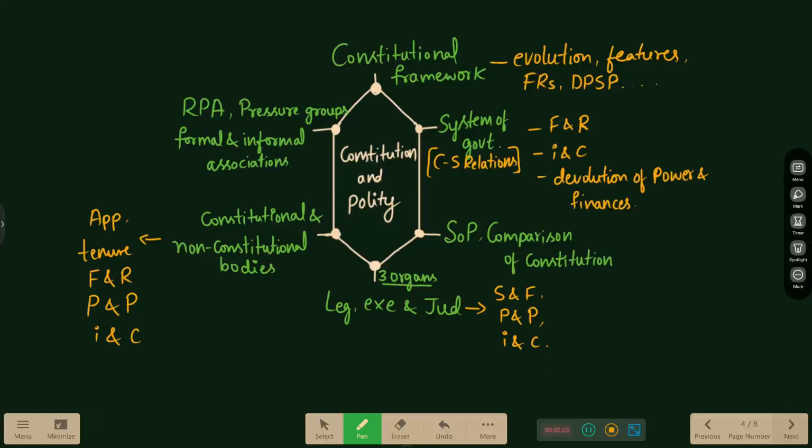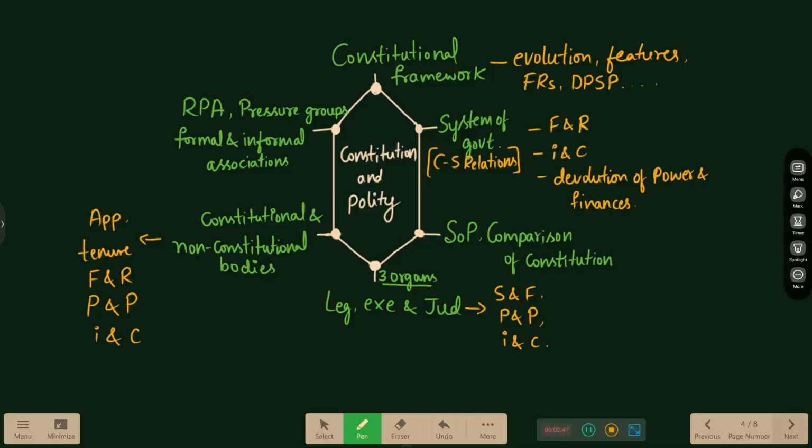Now, system of government. Generally, we will study here whether the Indian system is unitary or federal. Here you need to study the center-state relations, functions and responsibility of center and state, issues and challenges arising because of this federal structure, devolution of powers and finances up to local level.